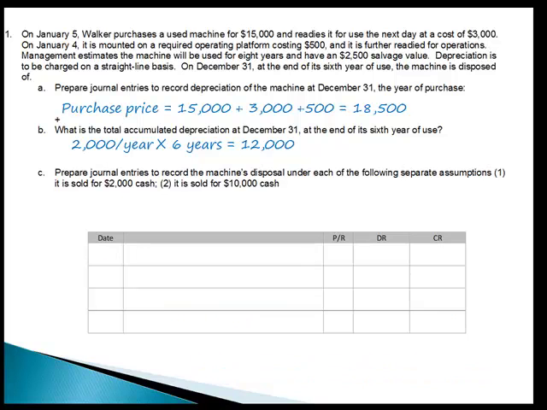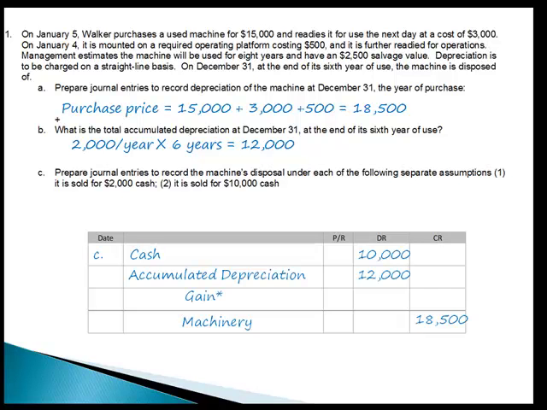Okay, and under the last scenario, if it's sold for $10,000 cash, same thing: record the cash as a debit, take the machinery off the books, take accumulated depreciation with it. Here we would have a gain. How do we get that gain? Cash paid minus the $6,500 book value equals a $3,500 gain.